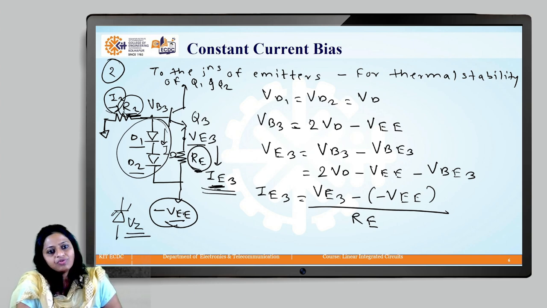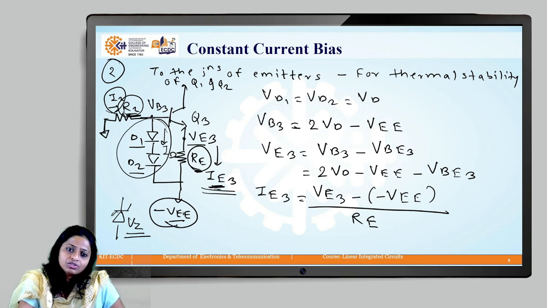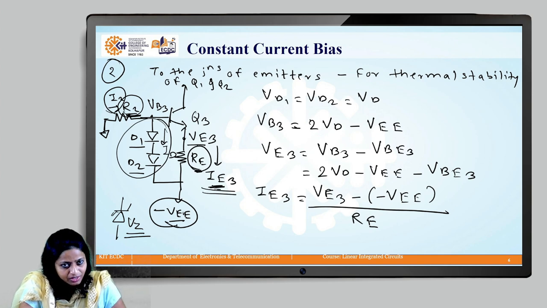So today we have discussed the constant current bias. The constant current bias helps us to stabilize the emitter current in the differential amplifier, which will assure the stable operating point for the differential amplifiers.